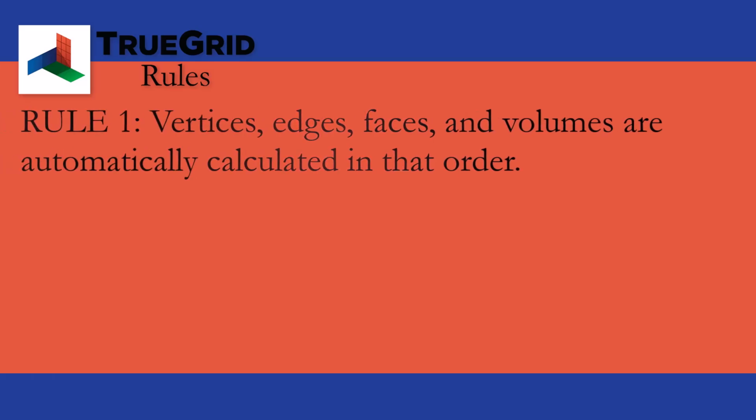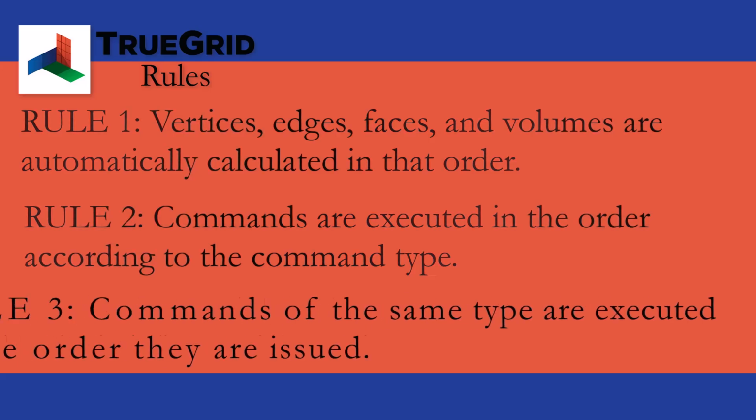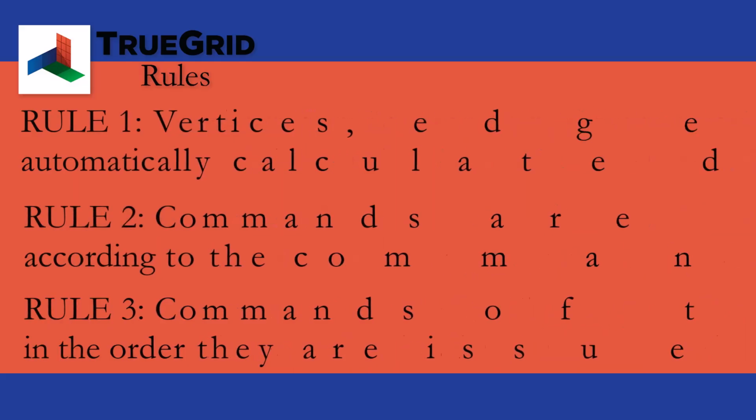Rule number 1, vertices, edges, faces, and volumes are automatically calculated in that order: vertices, edges, faces, and volumes. Rule number 2, commands are executed in the order according to the command type. We'll see that in the table. Rule number 3, commands of the same type are executed in the order they are issued. These rules are explained in the 2-page command hierarchy table found in your training guide.